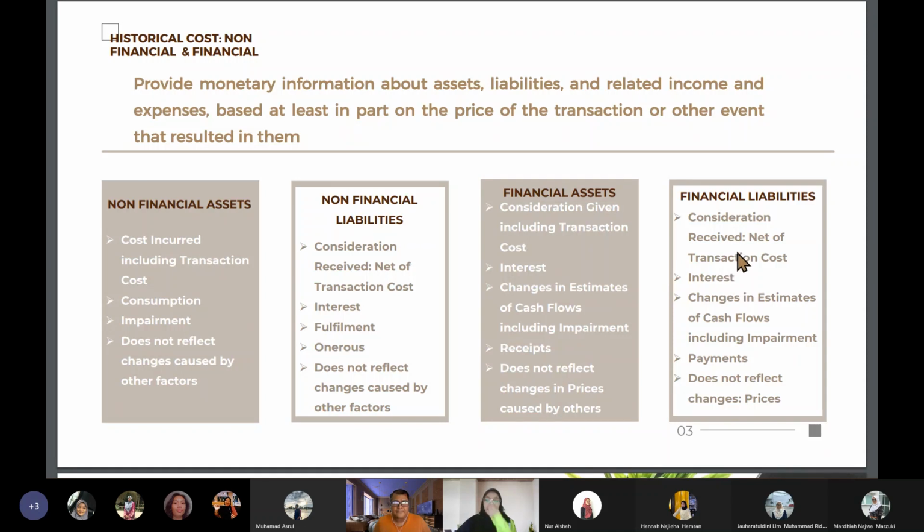So there we go, financial liabilities. Also the same as the non-financial liabilities, where the consideration received, net of the transaction cost, and interest, and it is different as they have changes in estimates of cash flows, including impairment, payments, and it also does not reflect the changes in price by others.